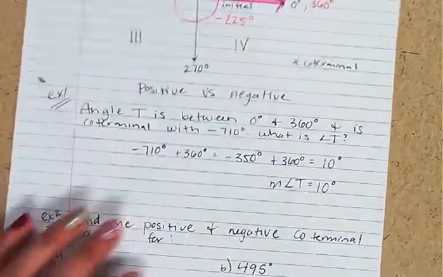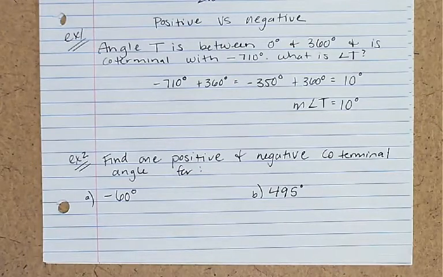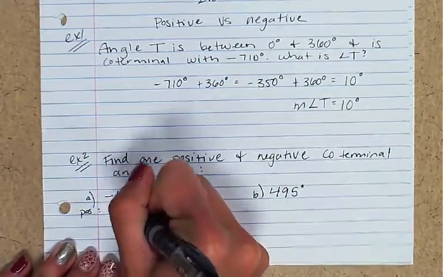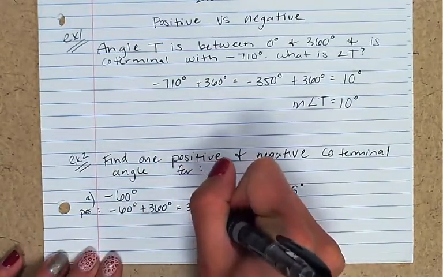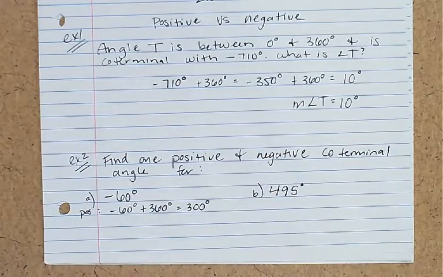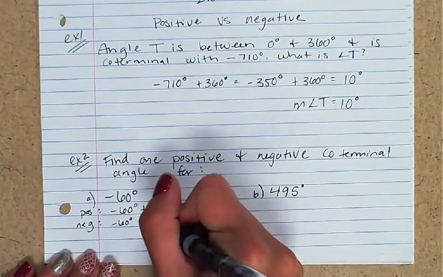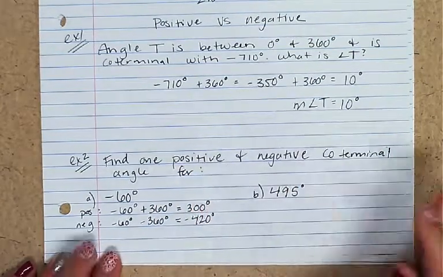For example 2, it says find one positive and one negative coterminal angle for negative 60 degrees, and 495 degrees. There's an infinite number of solutions that you could do. For my positive one here, I'll just add 360 degrees, and that puts me at 300 degrees. So there's a positive coterminal angle. And then to find our negative coterminal angle, I'll just go negative 60 degrees minus 360 degrees so that we stay negative, and that's negative 420 degrees.